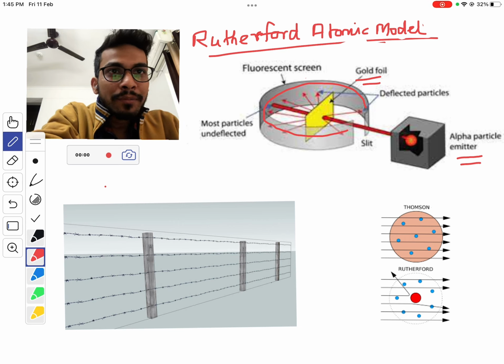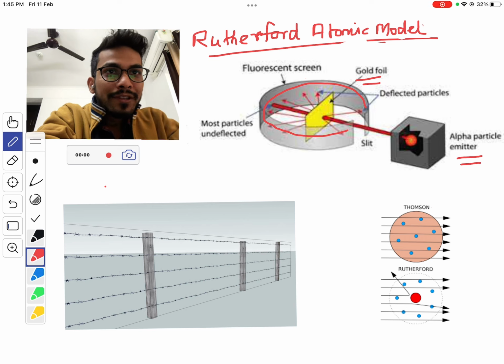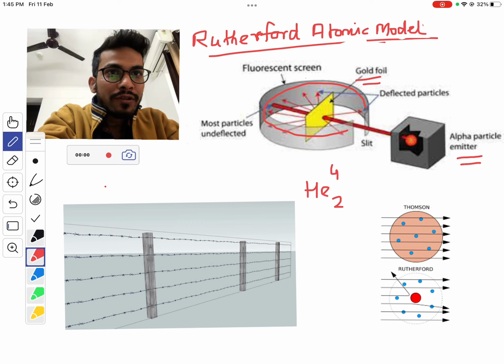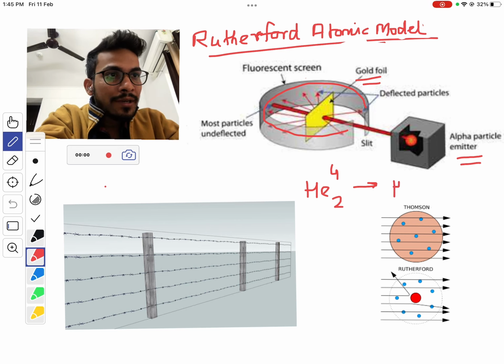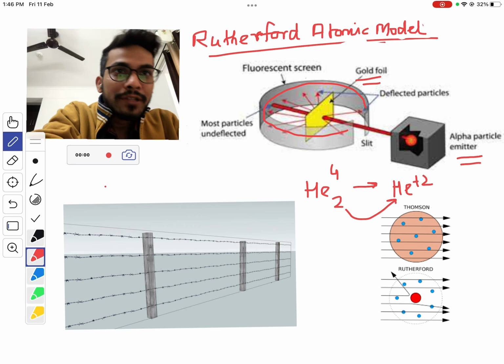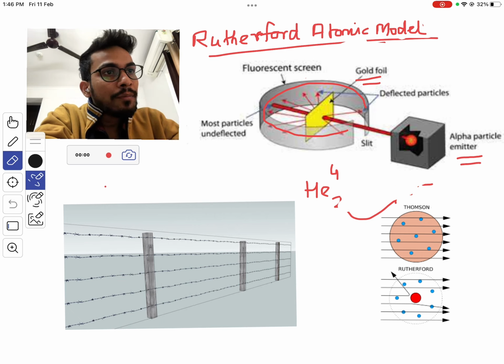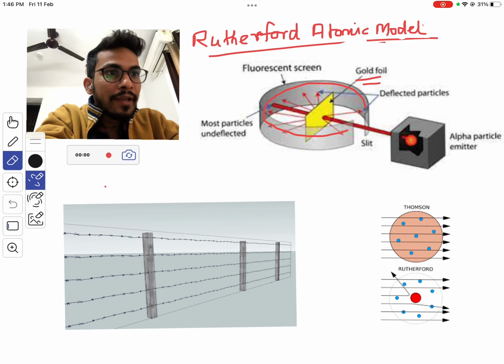So my first question would be, what is an alpha particle? You may be familiar with the helium atom. Helium has 2 protons, its atomic number is 2, mass number is 4, and the number of neutrons is 2. If we remove 2 electrons from the outermost shell of helium, it will be ionized and become helium plus 2. So helium plus 2 is basically an alpha particle, right? The alpha particle is a helium plus 2 ion.